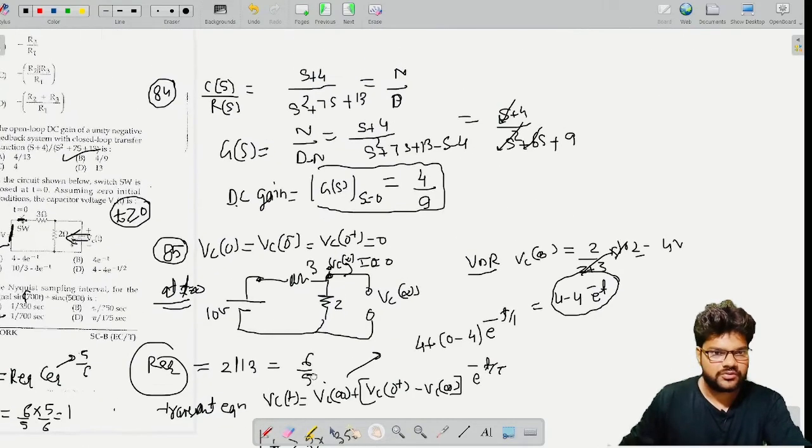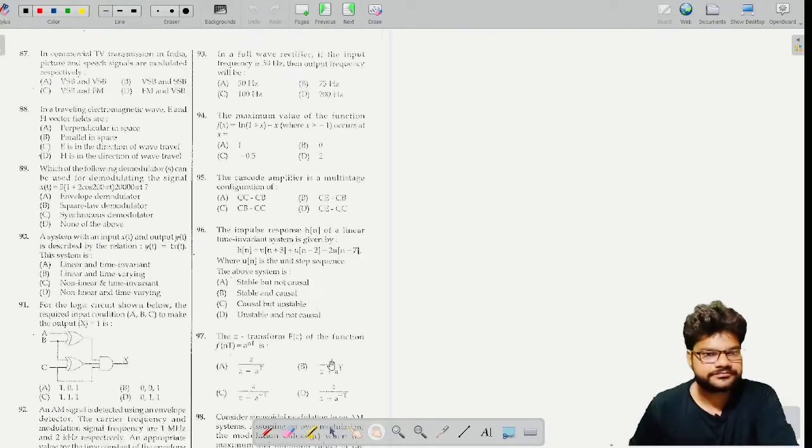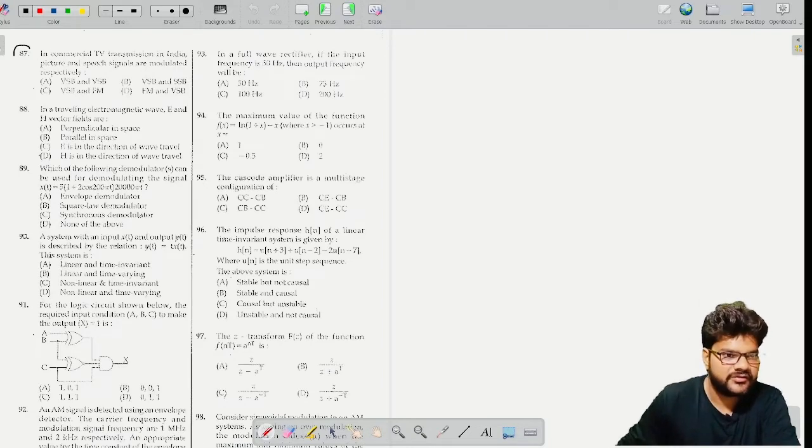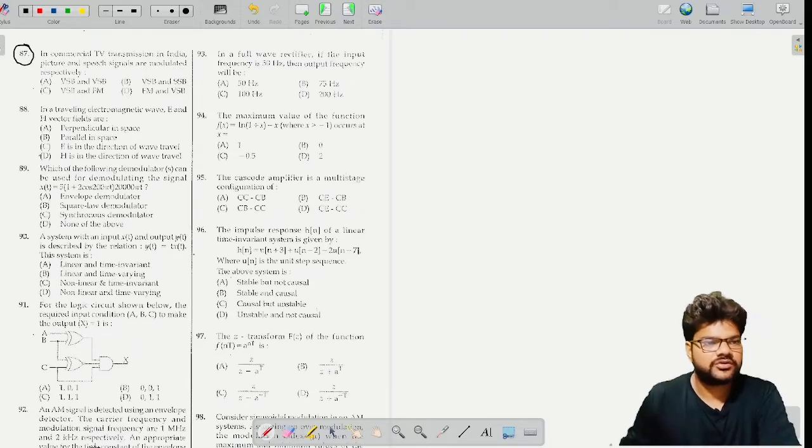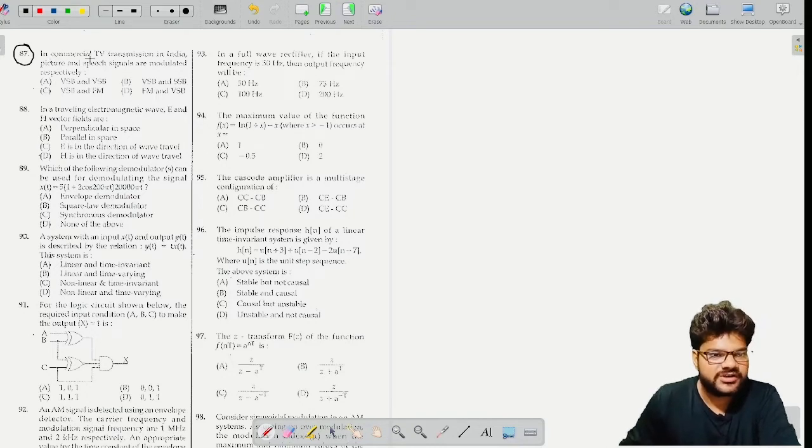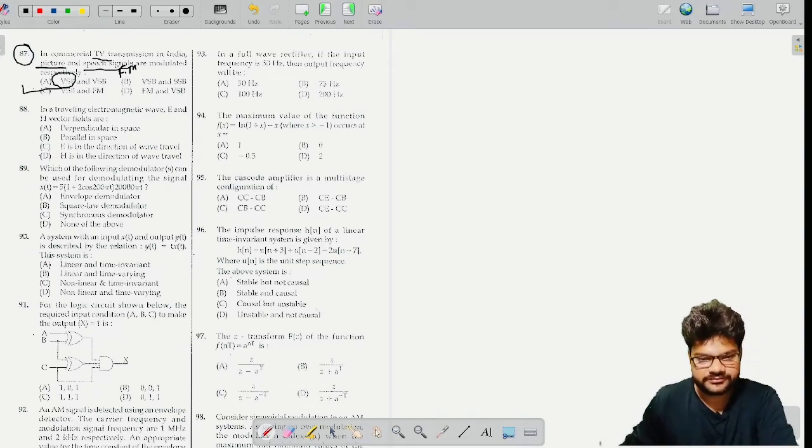Now let us go to the next question. Next question is question number 87. This is again from communication system. This is a theoretical question. In commercial TV transmission, picture and speech signals are modulated respectively. Picture signals are modulated using vestigial sideband, and speech or audio signals are FM signals, right? So VSB and FM is going to be correct, then option C is right.